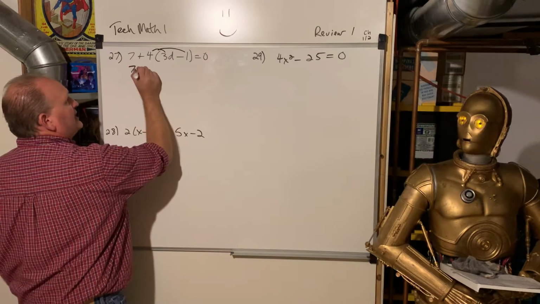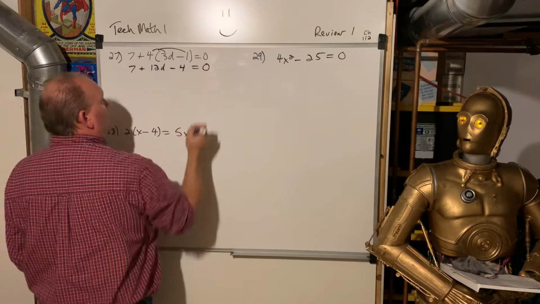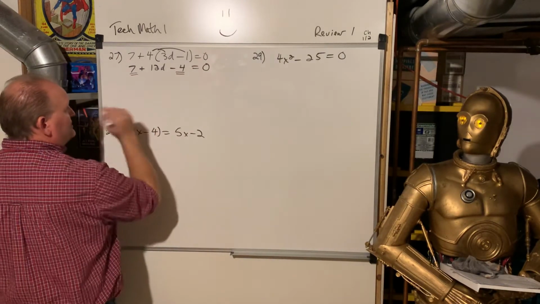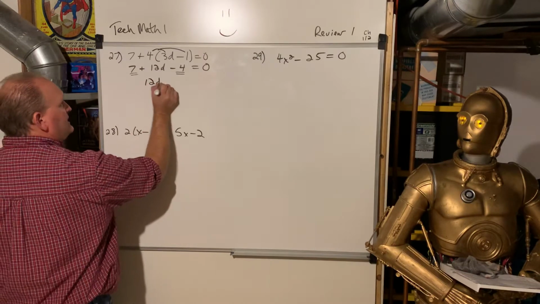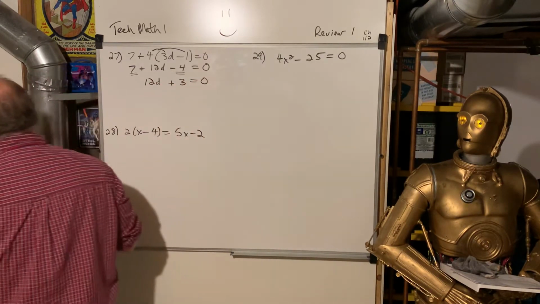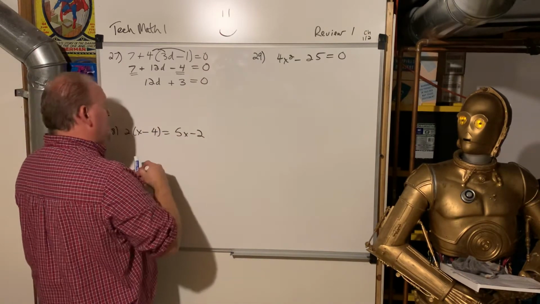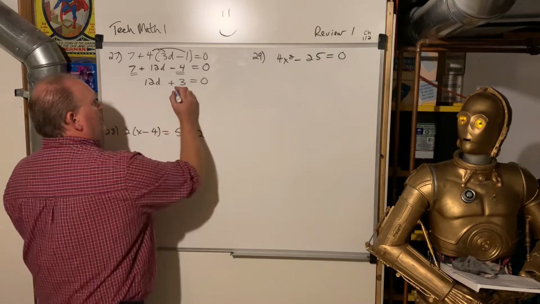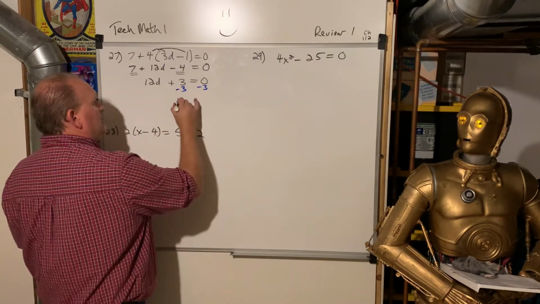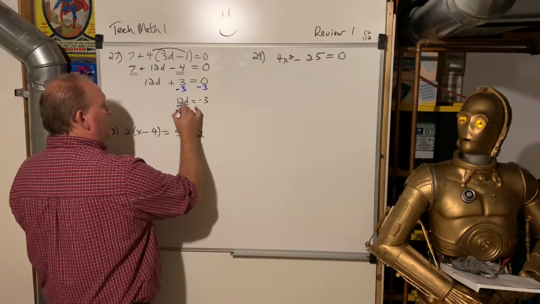It's 7 plus 12d minus 4 equals 0. I then combine like terms, so wow, it's very much the same. 12d plus 3 equals 0. And now I isolate the variable. So that means I want to get the d all by itself. Subtract 3 from both sides. So 12d is equal to negative 3, and then divide by 12.